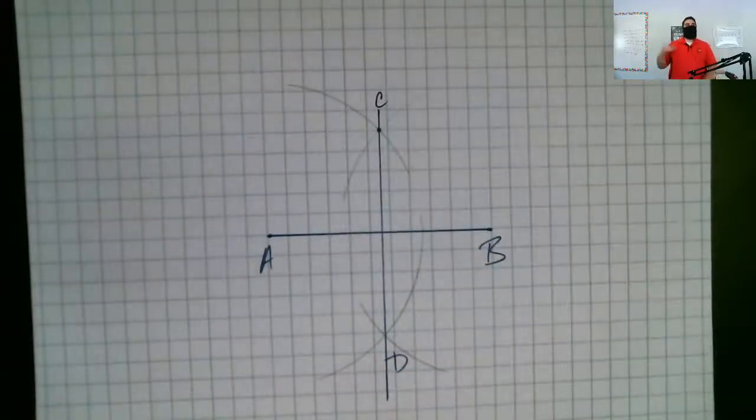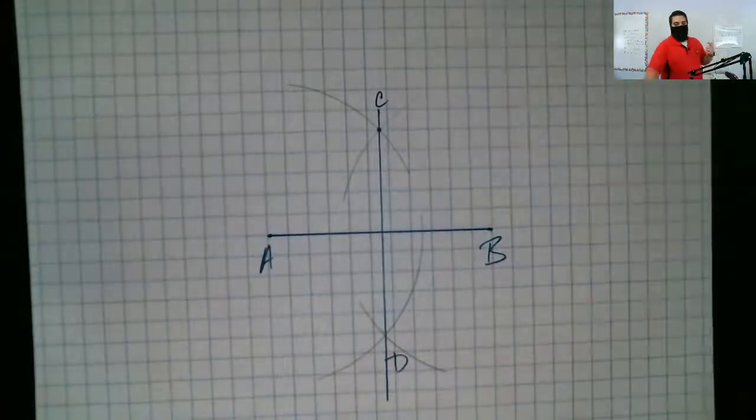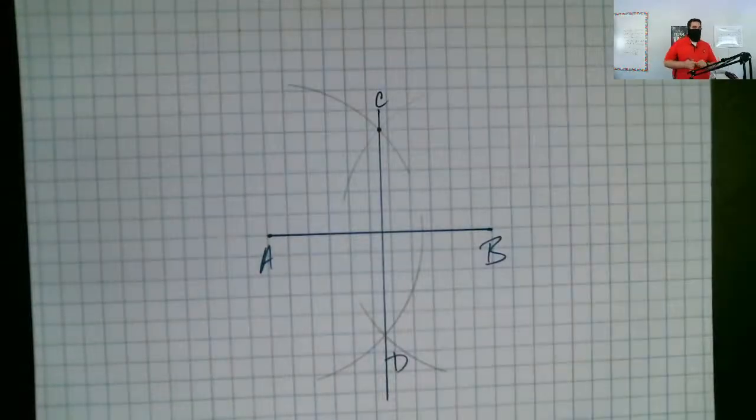If you do not have both top and bottom, either you will miss the midpoint of your line, or you will not make a perpendicular. One of the two will happen. You can't do just one. You have to do both top and bottom. I'll leave that up for just a moment while I take some questions.